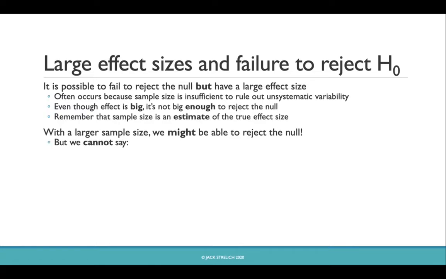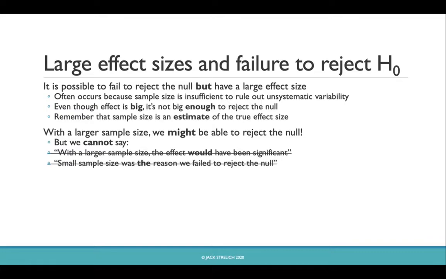However, it is very important to note there are a couple conclusions we cannot make without more evidence. First, we cannot say that with a larger sample size, the effect would have been significant. It may be, but it doesn't have to be. Similarly, we cannot say that small sample size was the only reason we failed to reject the null. It may have been a reason, but there may have been other reasons as well.